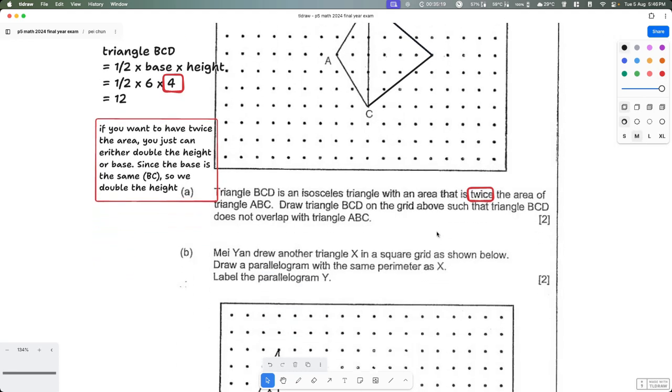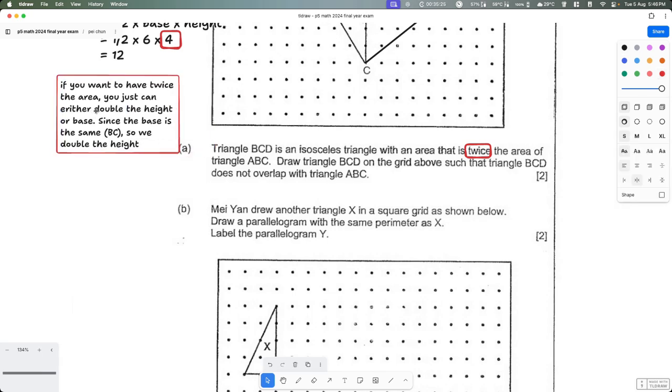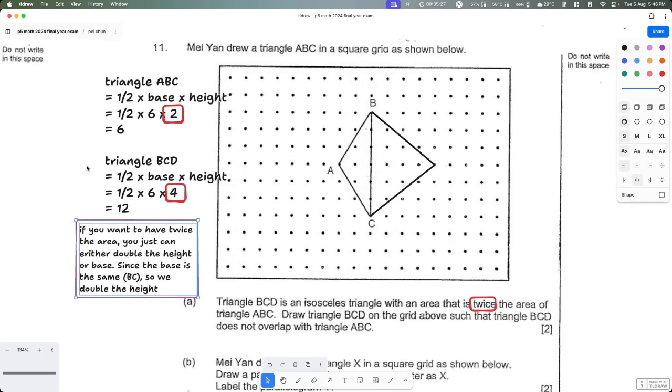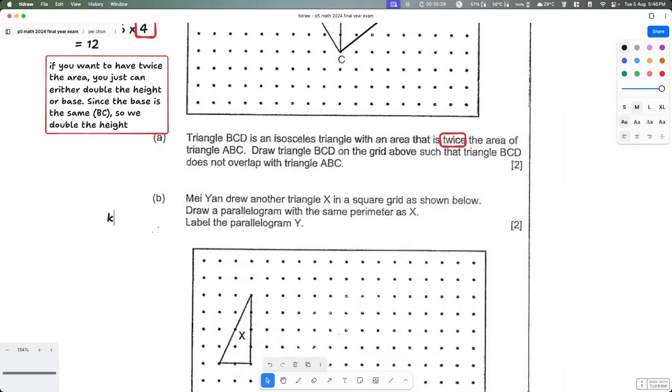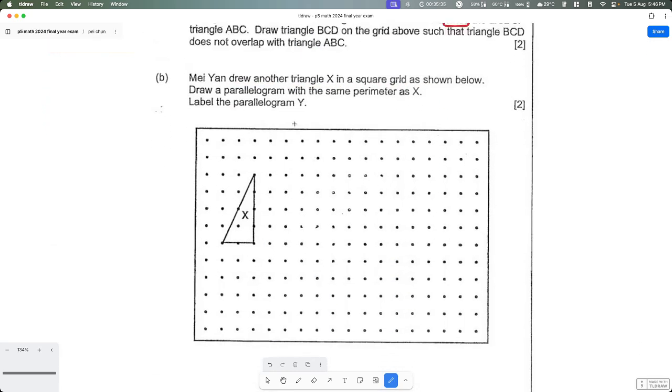Okay, let's move on to B. Mei Yan drew another triangle X in a square grid as shown below. Draw a parallelogram with the same perimeter as X. Label the parallelogram Y. So for the parallelogram, we need to know what the perimeter is.